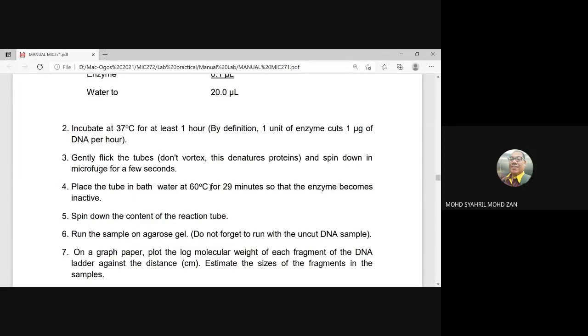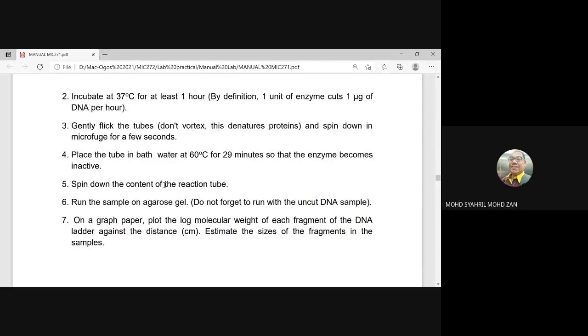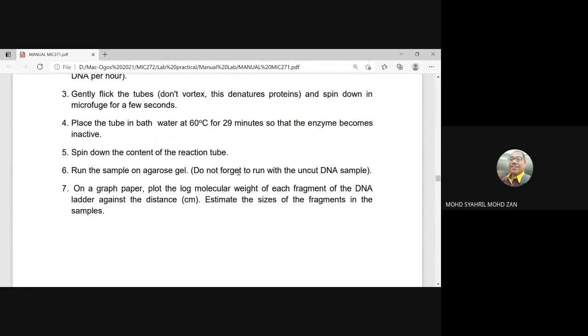So the enzyme will become inactive. Spin down the contents of the reaction tubes and then you have to run the samples on the agarose gel. Do not forget to run with the uncut DNA samples, to compare. From here you will get the size of the genes that have been cut by our restriction enzymes. For example, if you use EcoR1, you will get the size for EcoR1, or BamH1, you will get what size it gives.